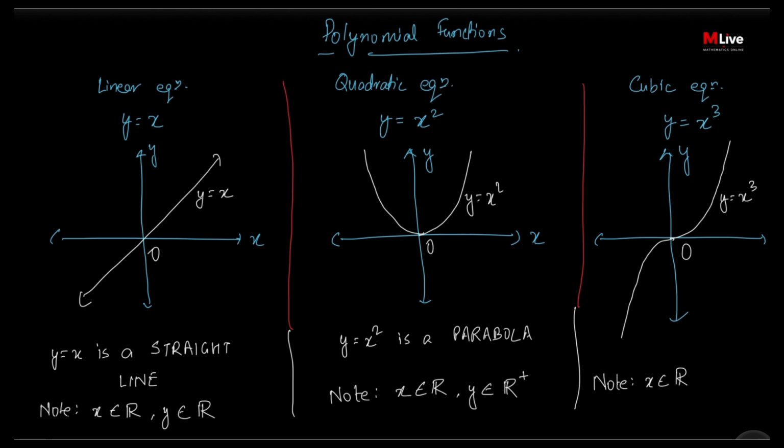For the cubic equation, again, x can take any and every real value, and y can also take any and every real value. So this concludes the basic equations for polynomials.